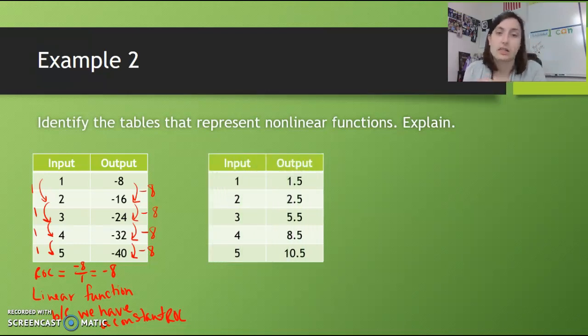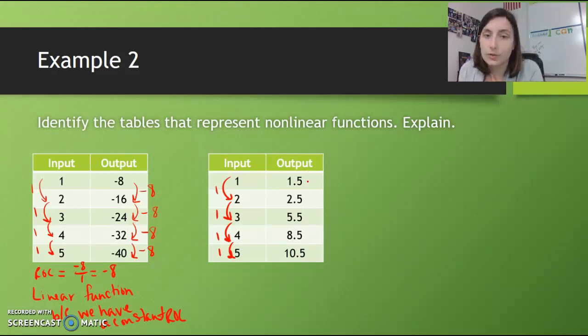All right, so now looking at this next one, again, from 1 to 2, we increase by 1. From 2 to 3, we increase by 1. From 3 to 4, we increase by 1. From 4 to 5, we increase by 1. And when I look over here, from 1.5 to 2.5, we're increasing by 1. 2.5 to 5.5, we've increased by 3. 5.5 to 8.5, we've increased by 3. And 8.5 to 10.5, we've increased by 2. So even though my inputs are the same, my outputs are not the same. Therefore, this is a non-linear function.